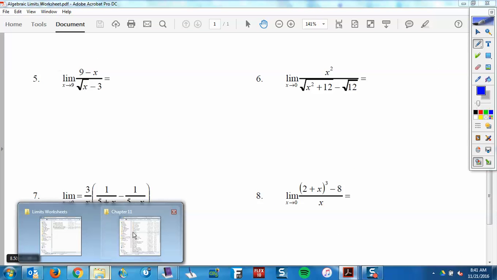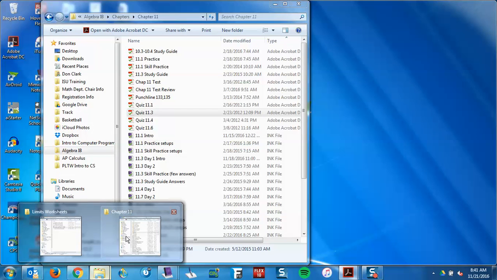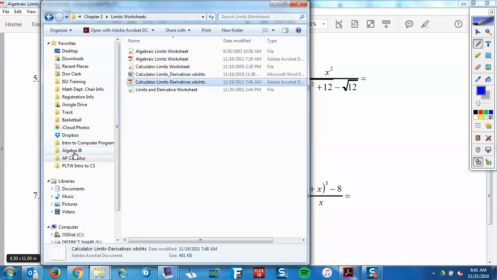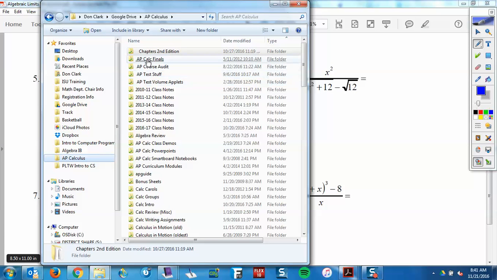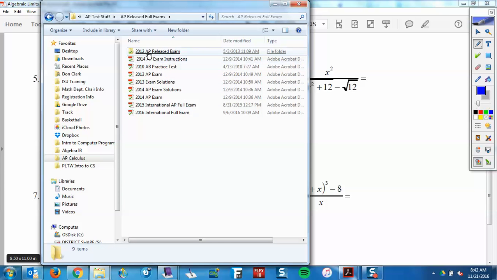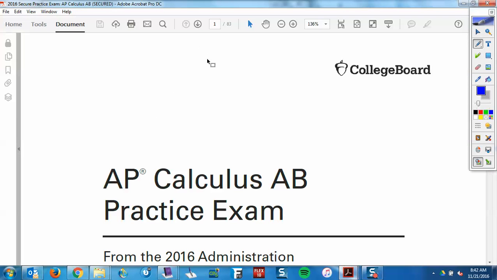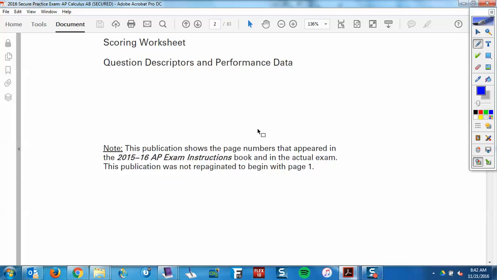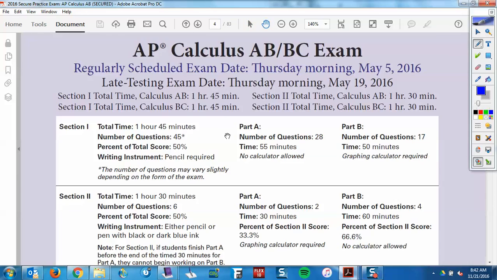Matter of fact, why not? Let's pull this up. I wasn't planning to do this, but it seems like the right thing to do right now. This is last year's AP test. This is the international test. This is the one that they gave overseas because the time changes, so they get a different one. Okay, but it's very similar.